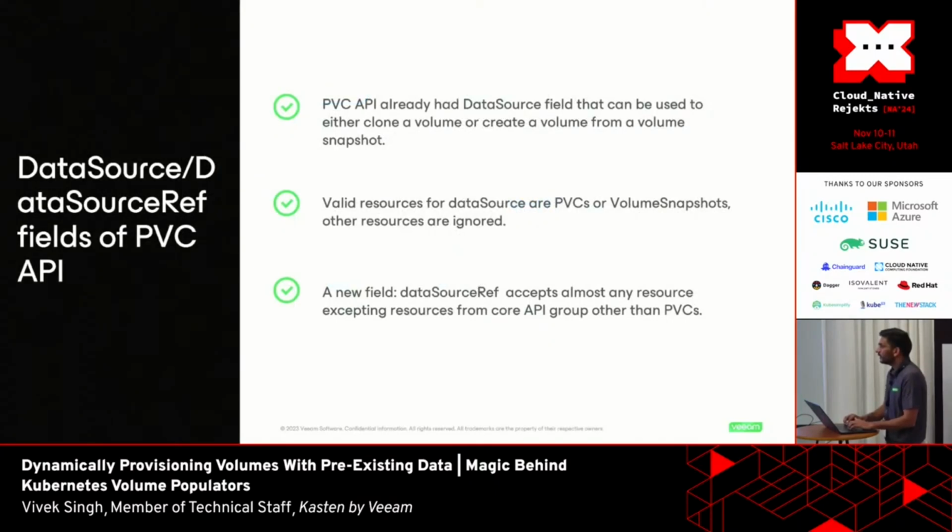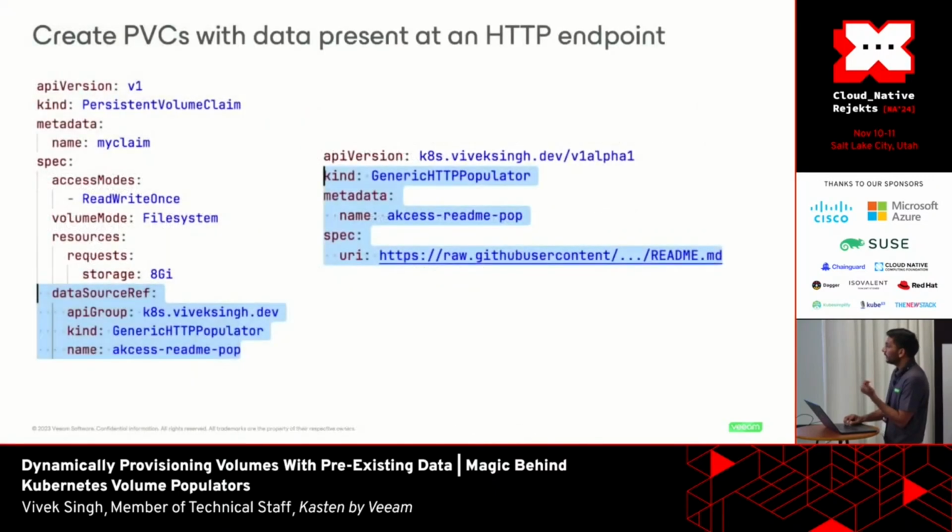Now, let's go ahead and very briefly talk about the data source and data source ref fields that we saw for the PVC API. Even before volume populators came into the picture, the PVC API supported a field called data source, and that field supported two kinds of resources, either another PVC or a volume snapshot resource. But like I said, our use case was that we want to be able to configure any resource as a source for a PVC.